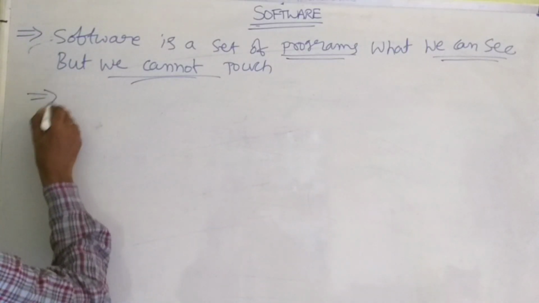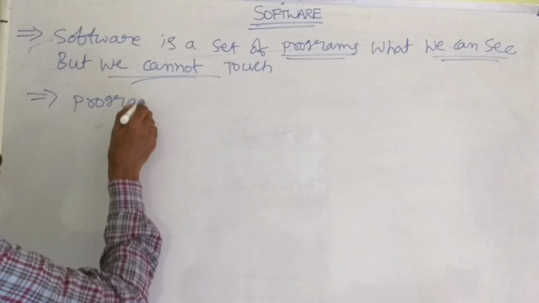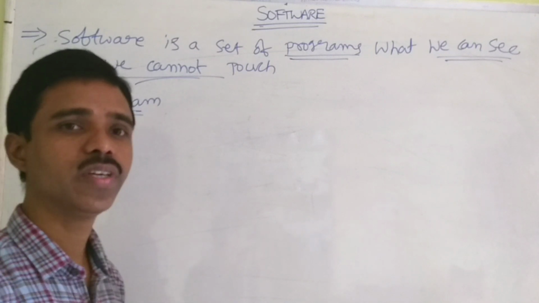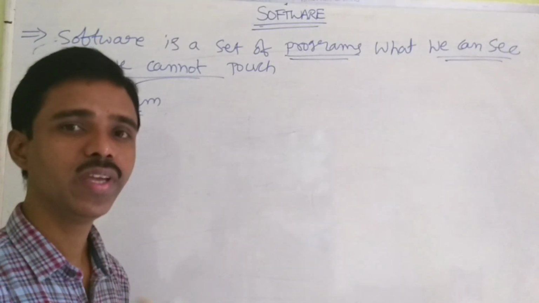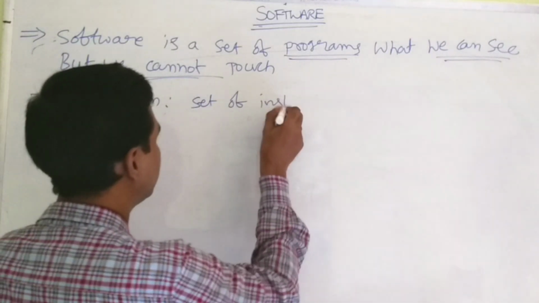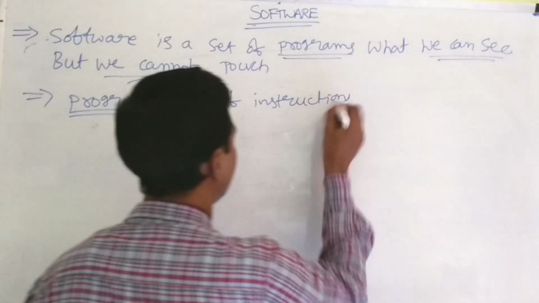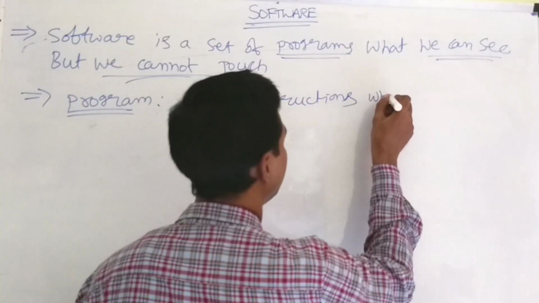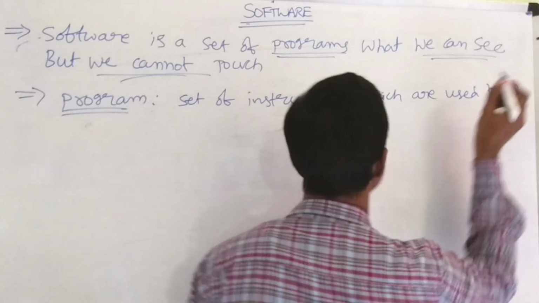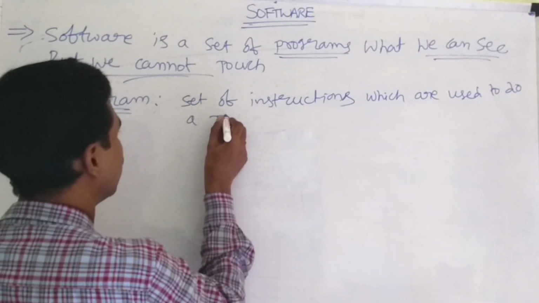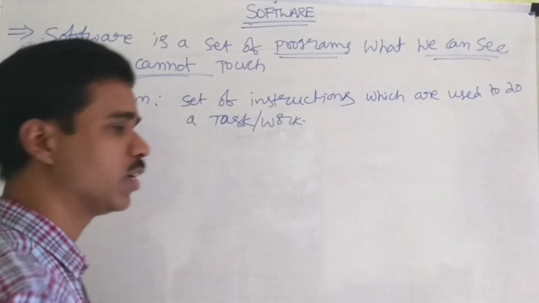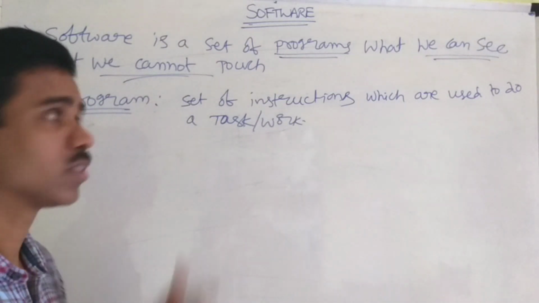So what is a program? A program is nothing but a set of instructions which are used to perform a task. Task means work. So a set of instructions is called a program. A set of programs is called software.